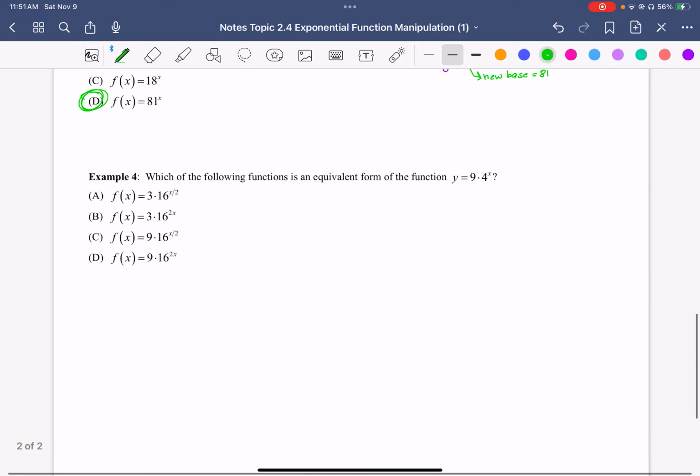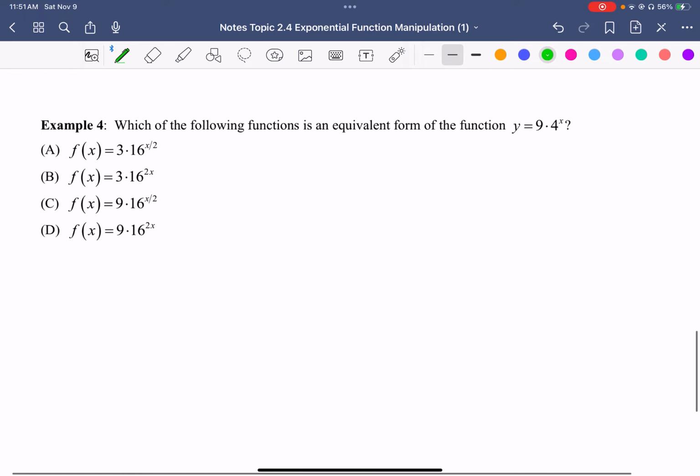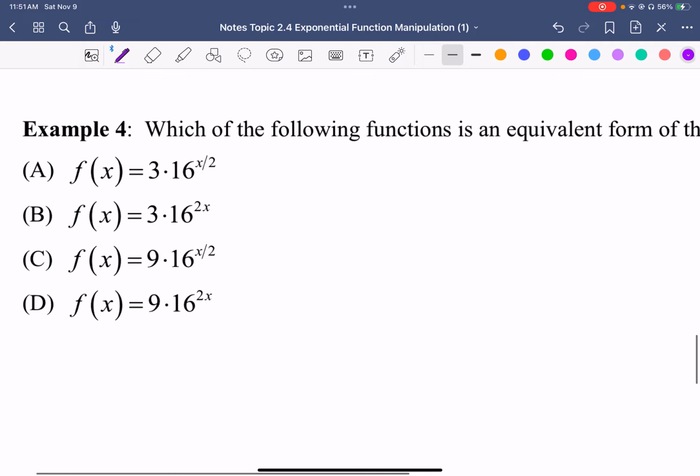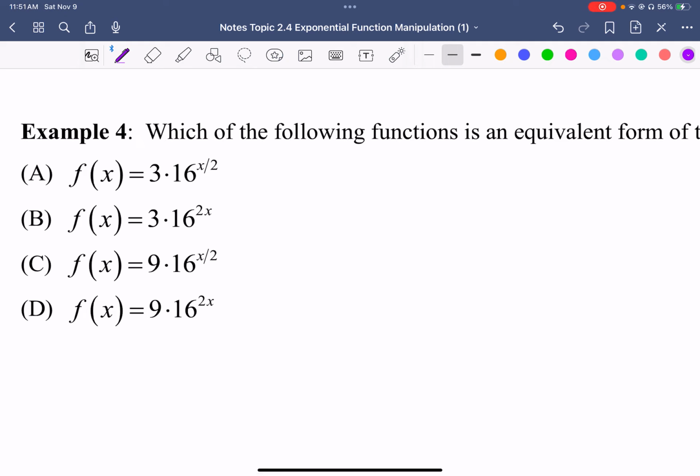The last example says, which of the following functions is an equivalent form of the function y equals 9 times 4 to the power of x? Okay, this one is kind of hard because we don't have any horizontal transformations to go off of. So I'm going to use the answer choices to help guide me. Okay, so I'm going to simplify all the answer choices and see which one is going to give me 9 times 4 to the power of x.